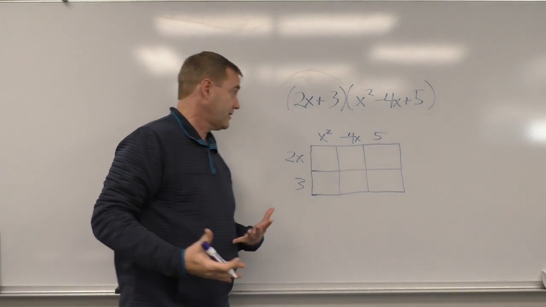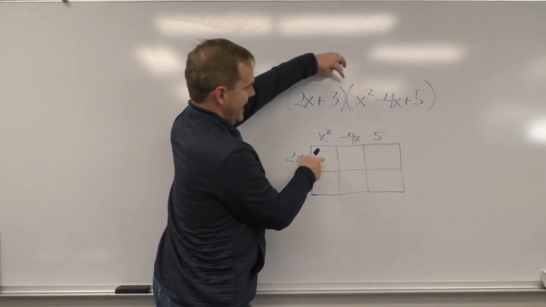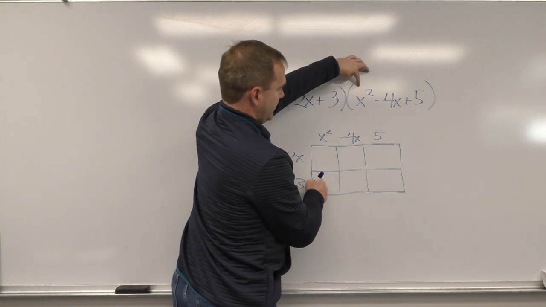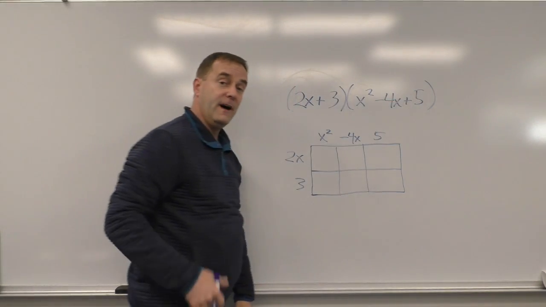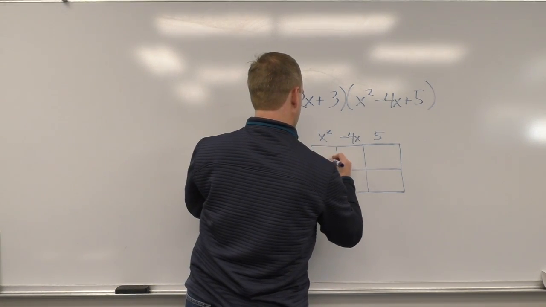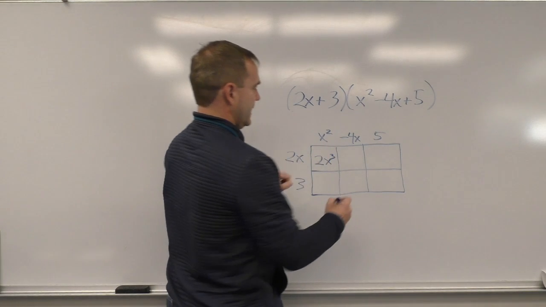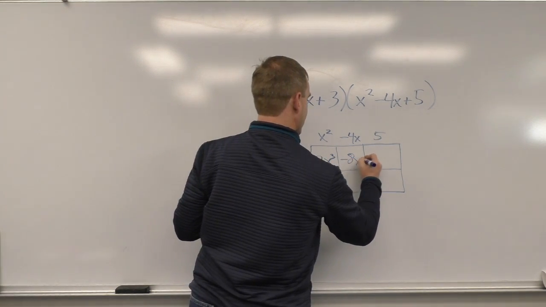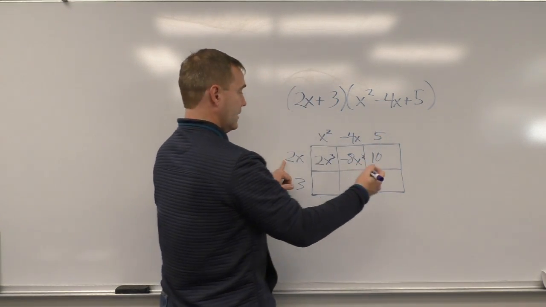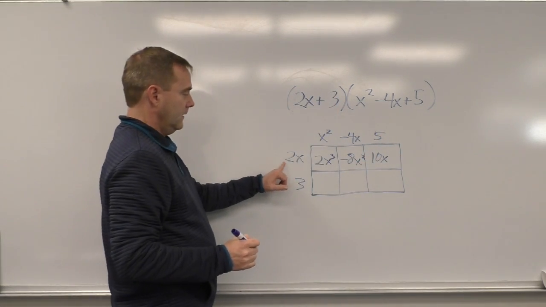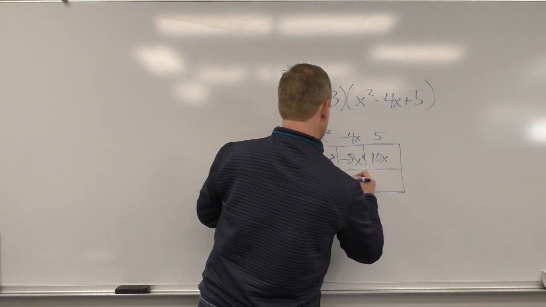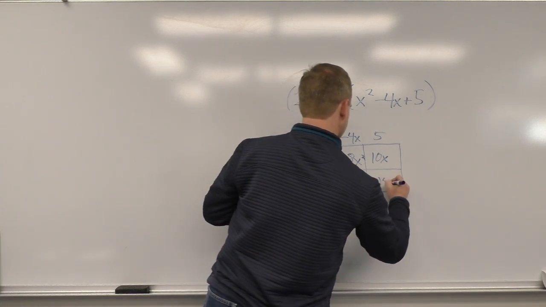What this will do is allow us to take the 2x times the x squared and the negative 4x and the 5 and to take the 3 times the x squared and times the negative 4x and times the 5 and get all 6 of those answers. Here we go. 2 times 1 makes 2 and x times x squared makes x cubed. 2 times negative 4 makes negative 8 and x times x makes x squared. 2 times 5 makes 10 and x times, there's no variable there, so it's just a 1, it's 10x. 3 times x squared is 3x squared, 3 times negative 4x is negative 12x, and 3 times 5 is 15.